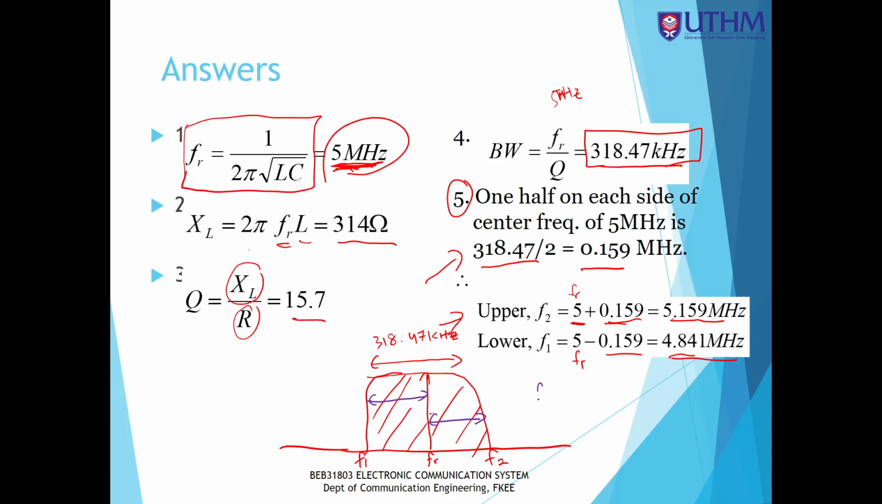So F2 is equal to FR resonant plus the half of the bandwidth, which is 318.47 divided with 2. Similar with the lower cutoff frequency, FR minus 318.47.